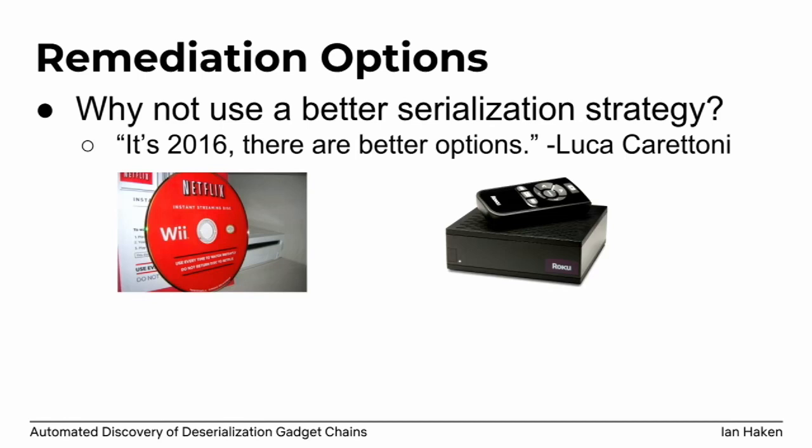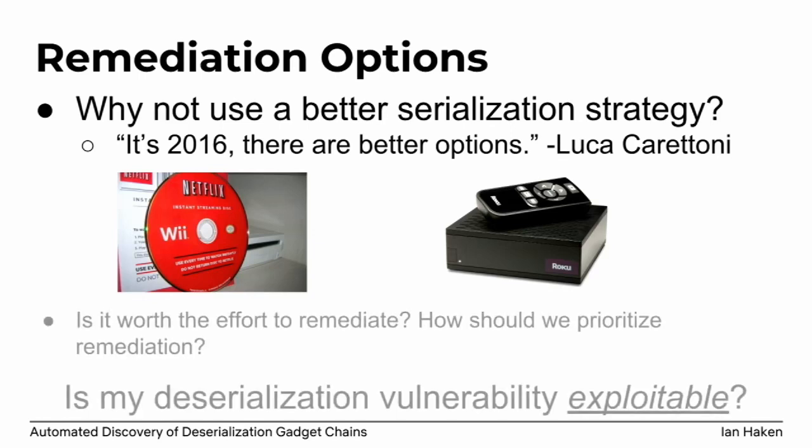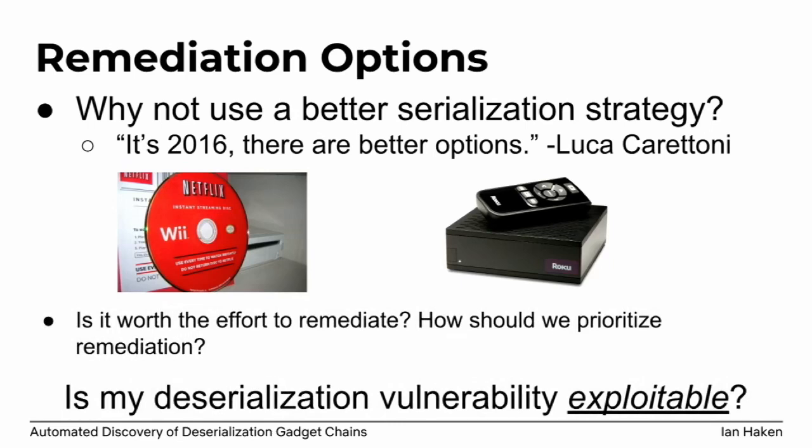And the thing is, even if you're not in one of these contexts, even if you do have full control of both your clients and your servers, it's just an expensive thing to do if you have to go update all your clients. It takes a lot of someone's time to replace an IPC mechanism. So is it worth the effort to remediate one of these vulnerabilities?